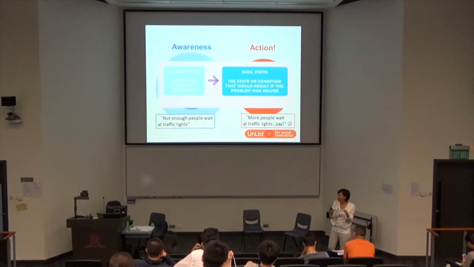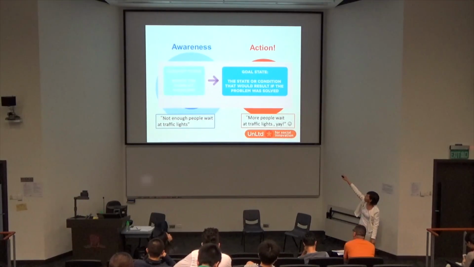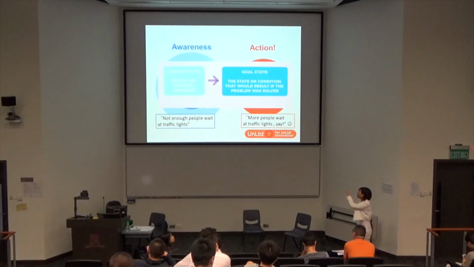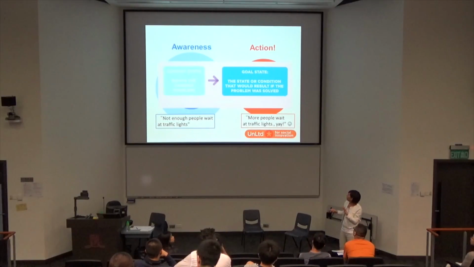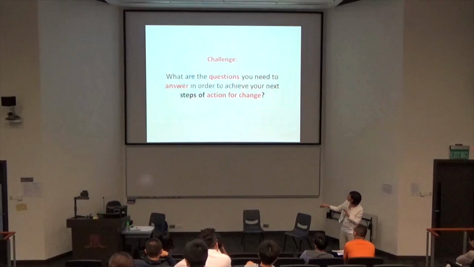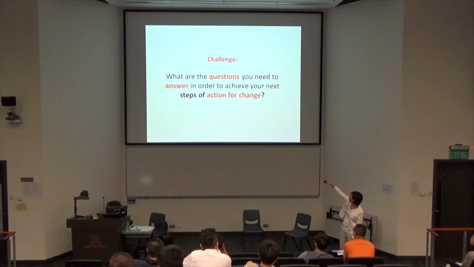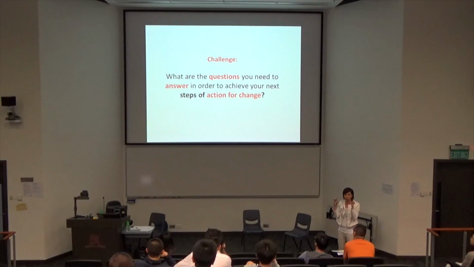And start from that, and then list out a list of actions that you can do that might bring about that change. And how do you list out these actions? Actually, it starts with a very simple thing, which we would encourage you to do, is to think about the questions you need to answer in order to achieve your next steps of action. I would encourage you to break down your innovation process even further.